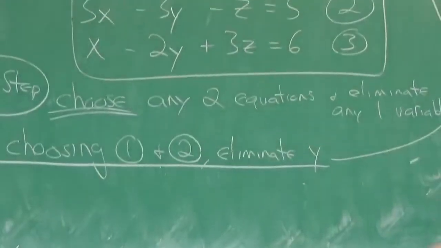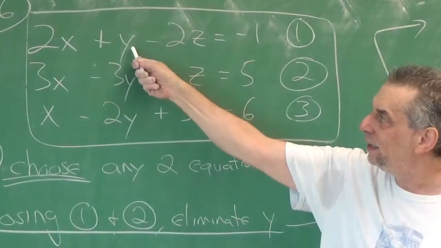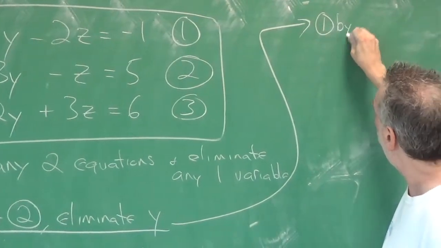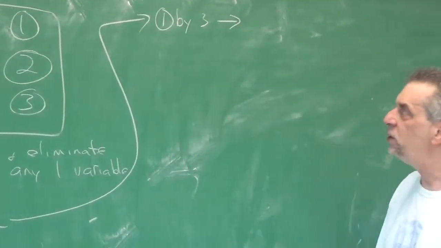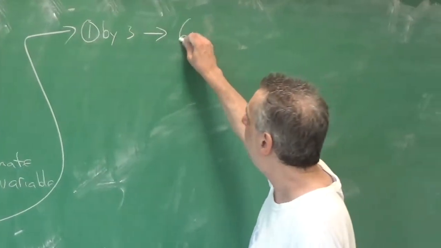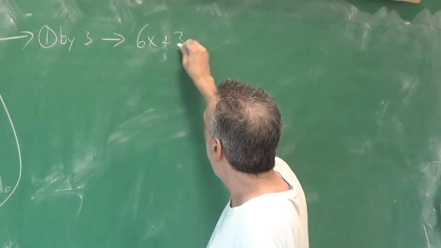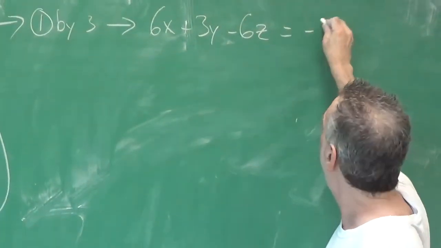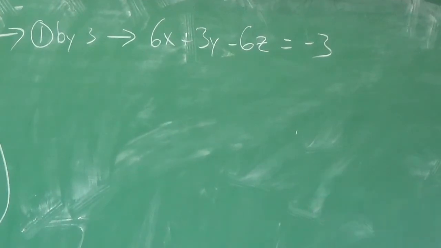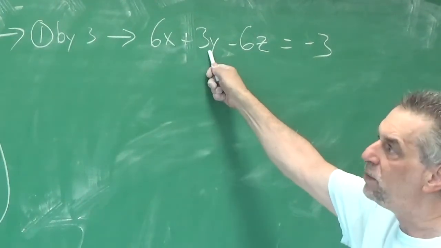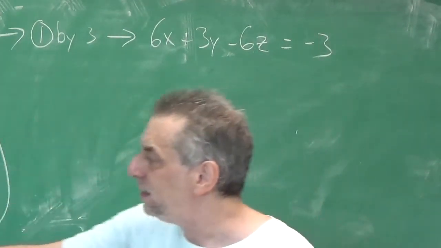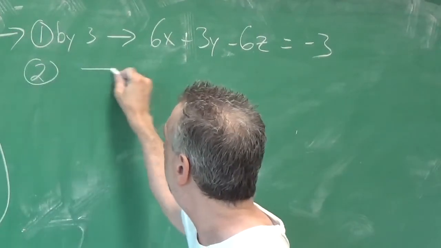So I need to change equation 1 so it's 3y so that I can eliminate the y's. So I'm going to take equation 1 and multiply it by 3. Okay, so equation 1 multiplied by 3, I get 6x plus 3y minus 6z equals negative 3. Right? 3 times 2x is 6x, 3 times 1y, 3 times negative 2z, 3 times negative 1. I'm going to add that to the second equation and eliminate the y's.